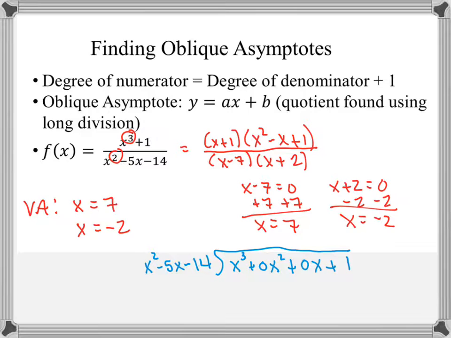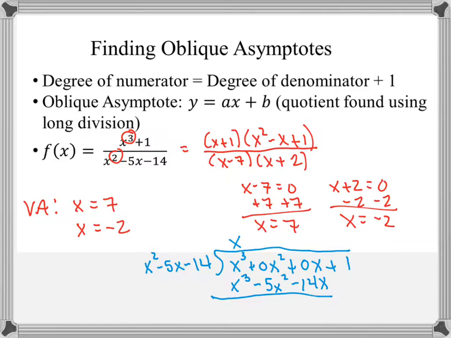What times x squared equals x cubed? I would multiply that by x. So now I'm going to multiply x by all parts of my divisor. So x times x squared, x times negative 5x, x times negative 14. And I get x cubed minus 5x squared minus 14x.